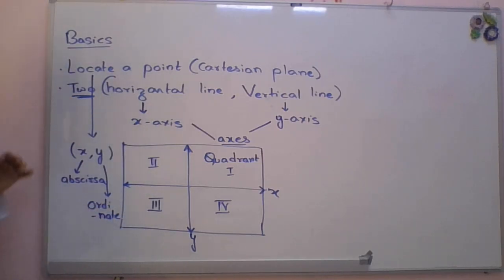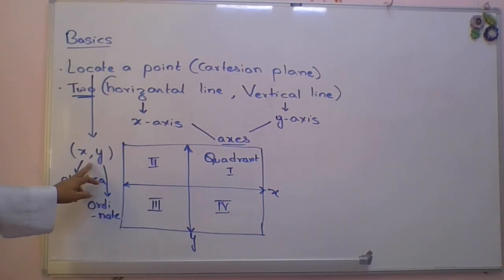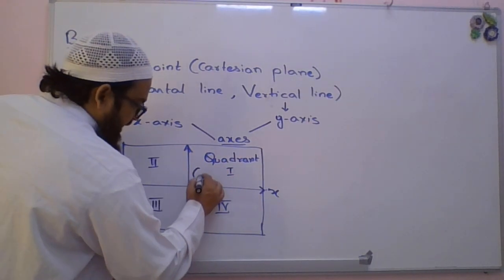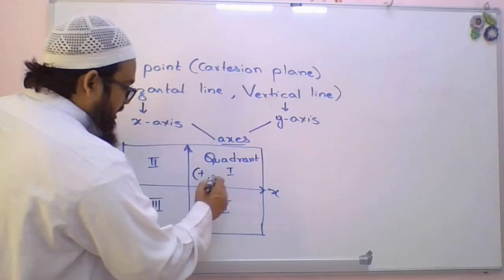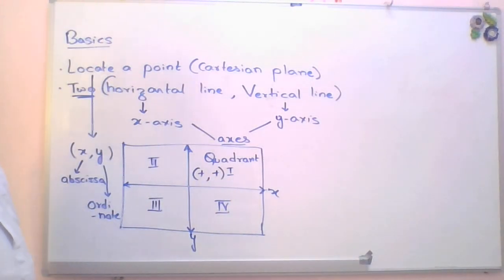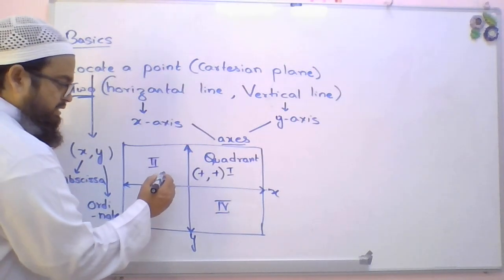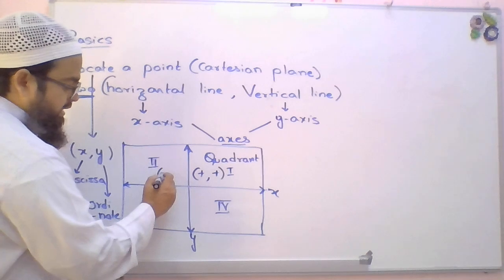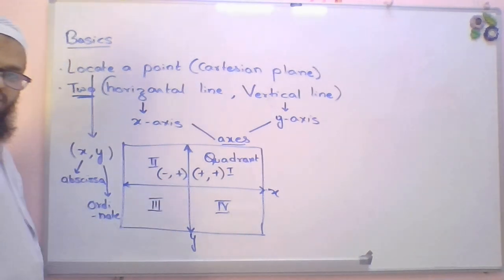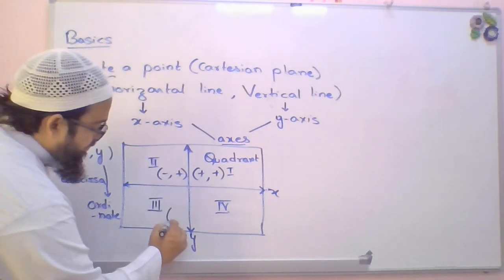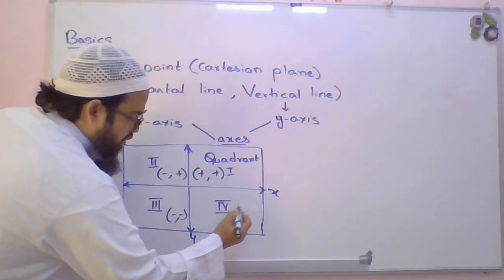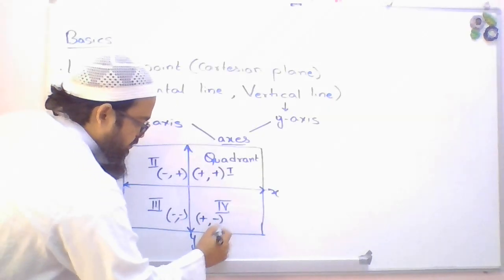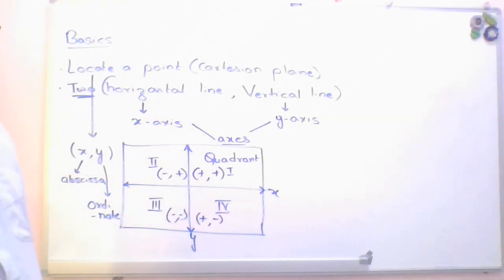Whenever we locate a point we use the representation (x, y), and we have seen that in quadrant 1 the x coordinate is positive and the y coordinate is also positive. In the second quadrant, the x coordinate is negative and the y coordinate is positive. In the third quadrant both are negative, and in the fourth quadrant the x coordinate is positive and the y coordinate is negative. We have seen it, right?